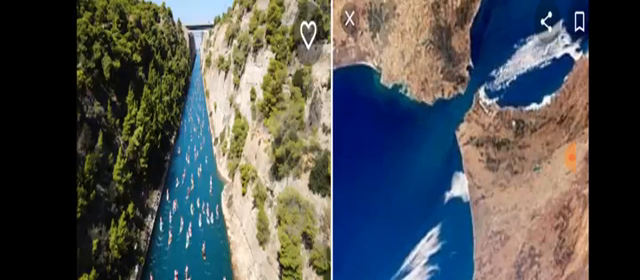Wow, I have learned a lot today. Now I can boldly say I know four examples of landforms. Do you want me to tell you? We have the bay, the cape, the isthmus, and the strait.